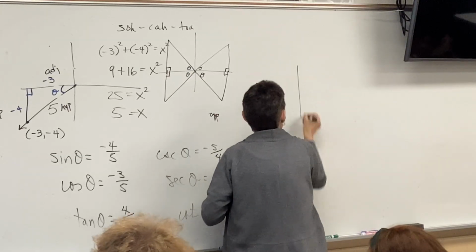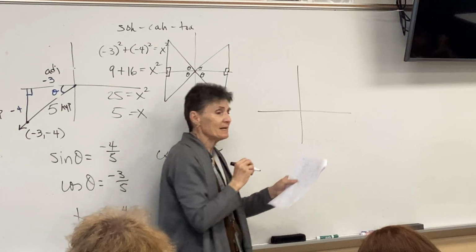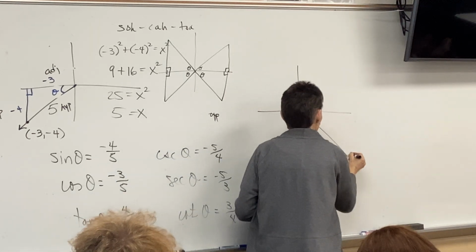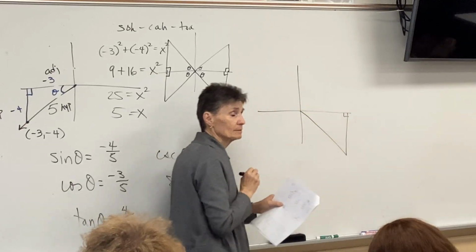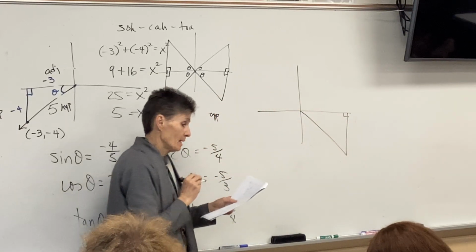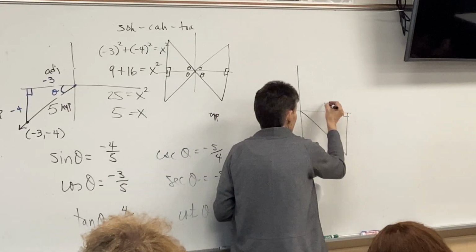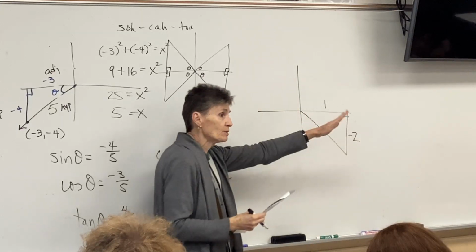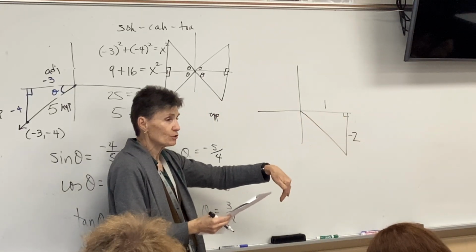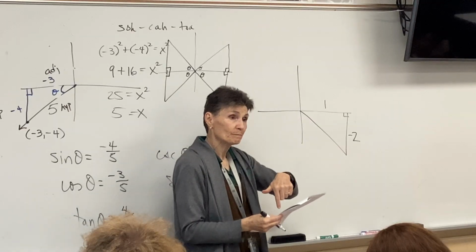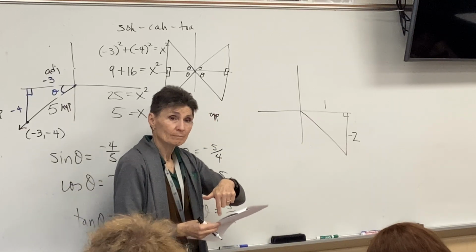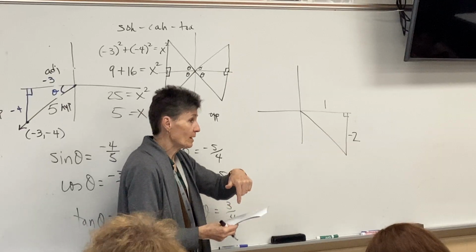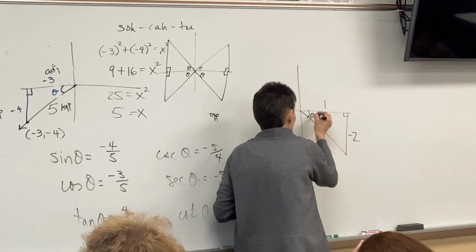Which quadrant is problem B in? The 4th. So my butterfly bow tie in the 4th looks like this. X is 1, Y is -2. I'm going right 1 and down 2 according to the problem. Right? Okay, so what do I need to do now? I know my angle is right here. What do I need to do now?